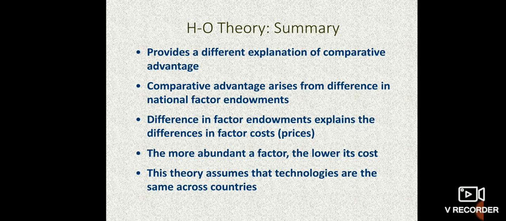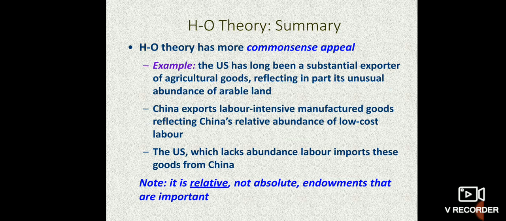This theory assumes that technologies are the same across the countries. The main assumption is this: the technologies are the same in both countries. So usually the Heckscher-Ohlin theory is considered a superior theory. Why is it called a superior theory compared to the absolute cost advantage and the comparative cost advantage? The HO theory has more common sense appeal.